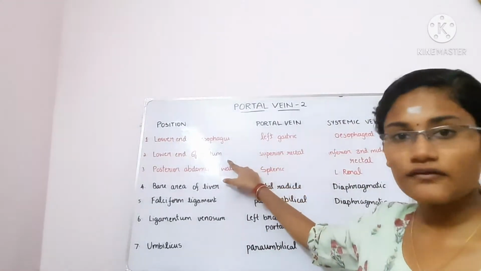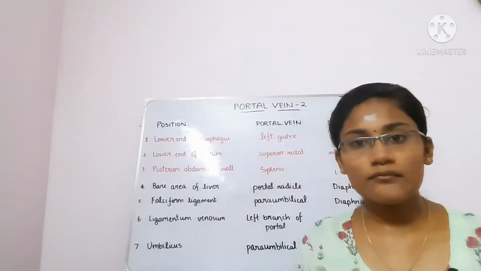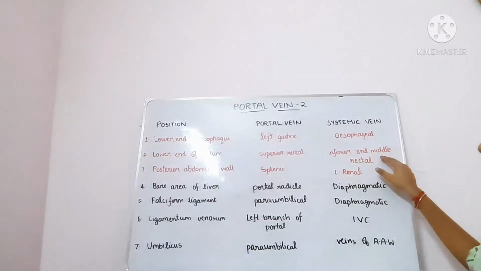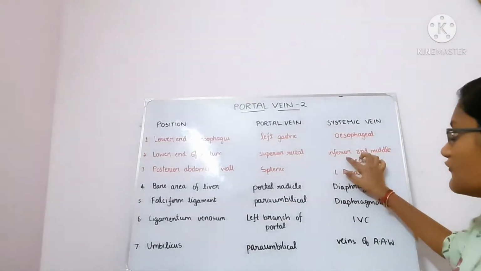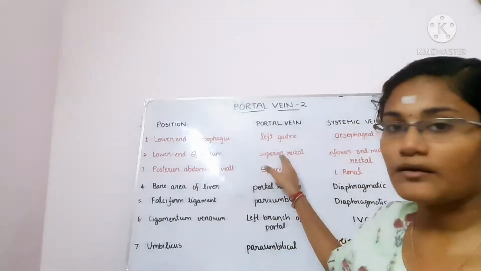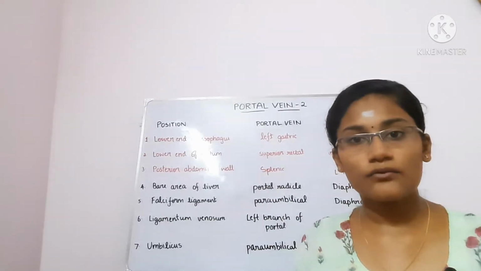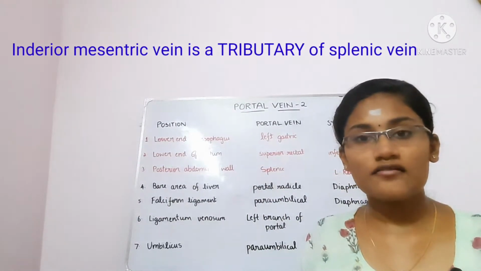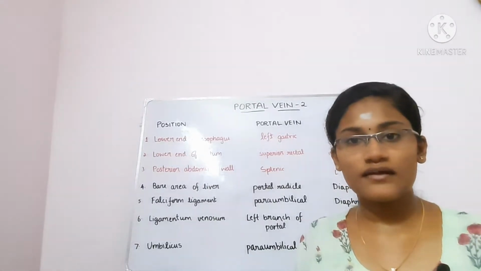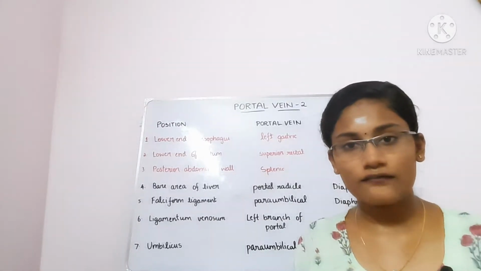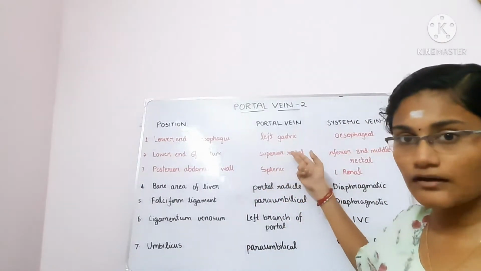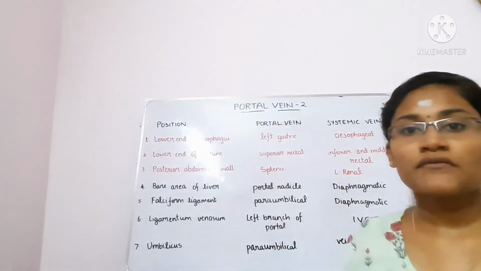The next position is the lower end of the rectum. The lower end of the rectum has the portal vein, which is the superior rectal vein, and the inferior rectal vein and middle rectal vein will form part of the systemic vein. The inferior rectal vein and middle rectal vein will drain into the inferior vena cava, and the superior rectal vein will drain into the inferior mesenteric vein. As you know, the inferior mesenteric vein is a branch of the splenic vein, and the splenic vein forms a union with the superior mesenteric vein at the level of the second lumbar vertebra, beneath the neck of the pancreas, to form the portal vein. So the superior rectal vein will form the inferior mesenteric vein, which will drain into the splenic vein.